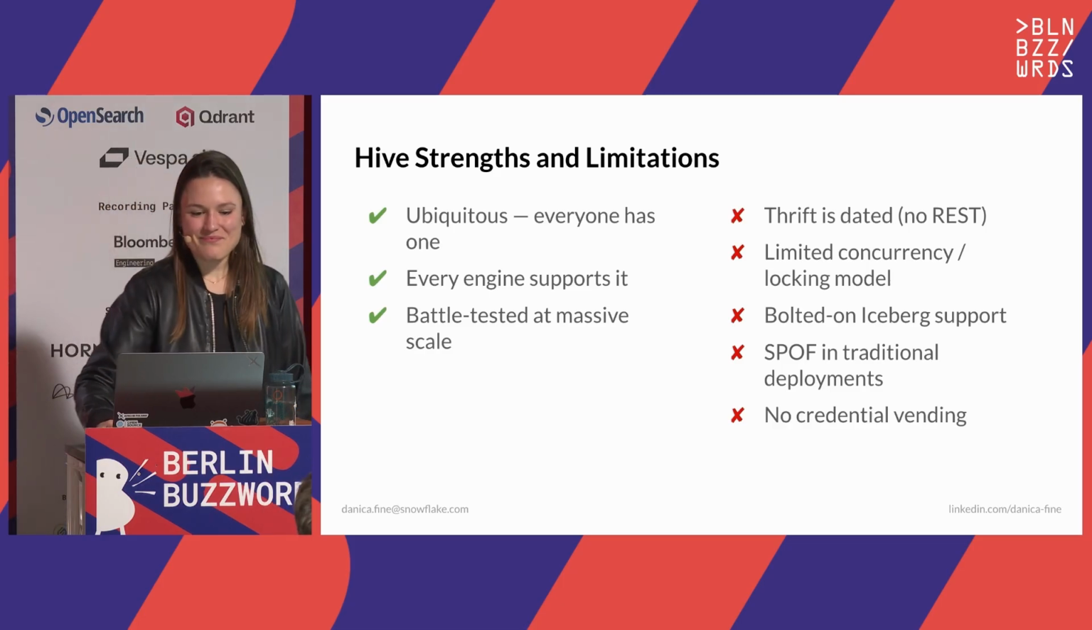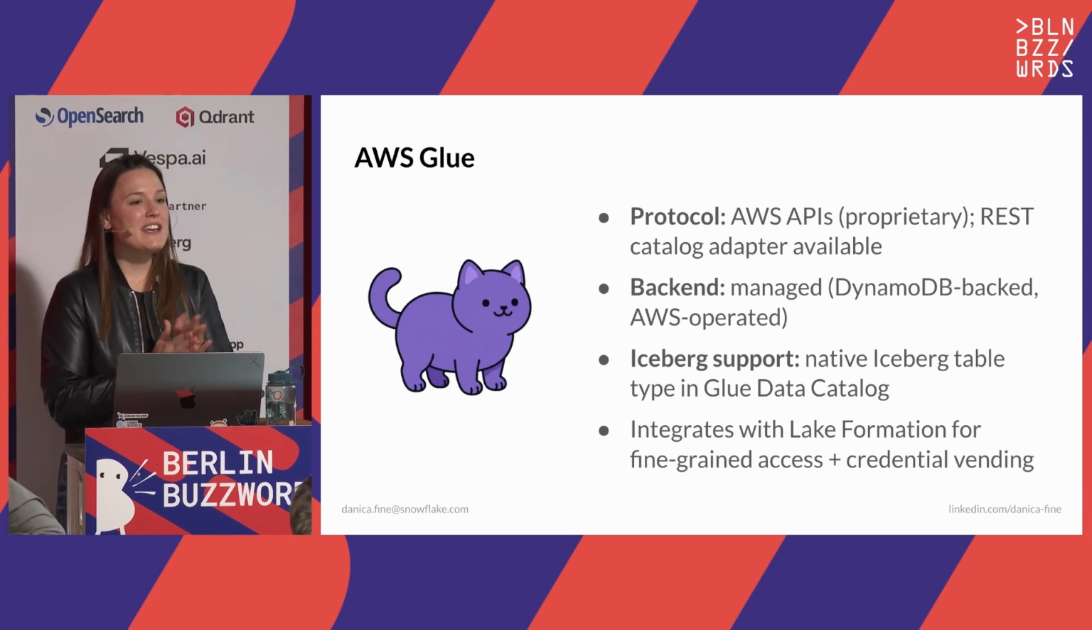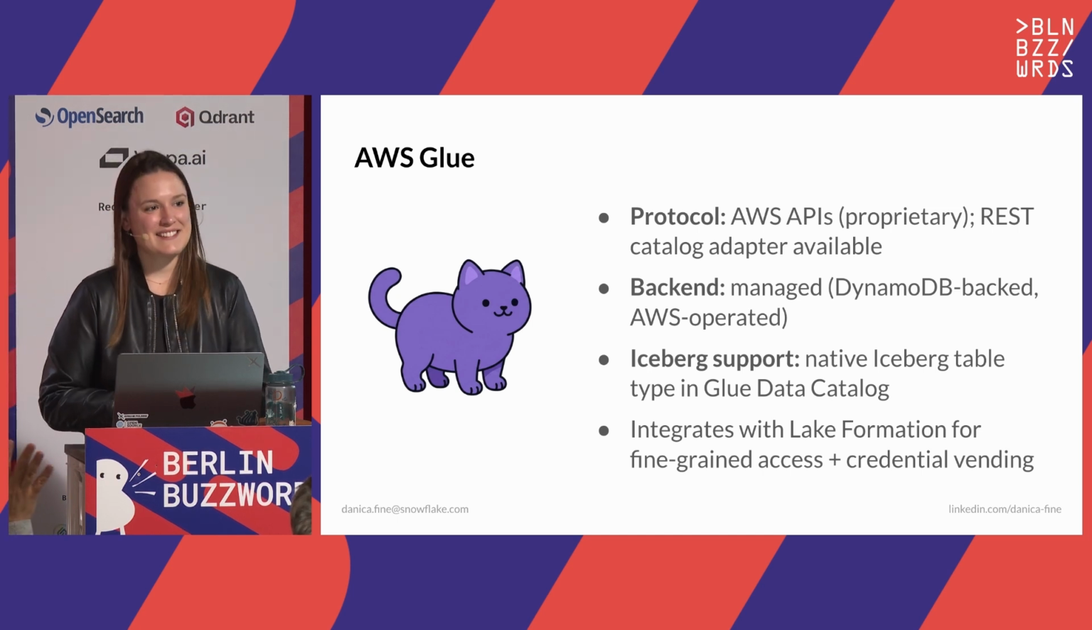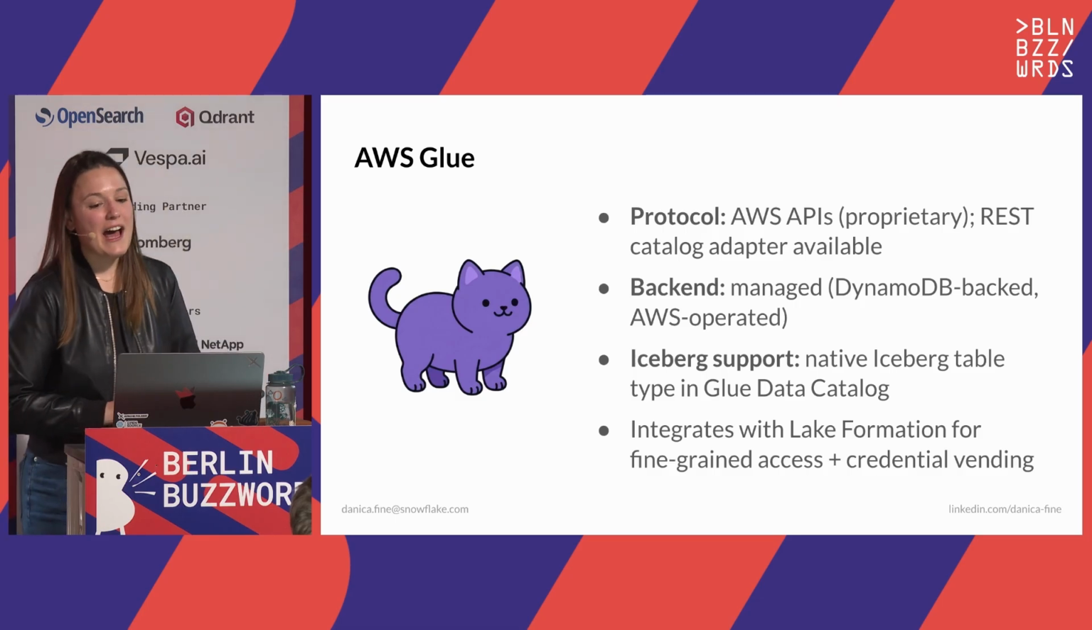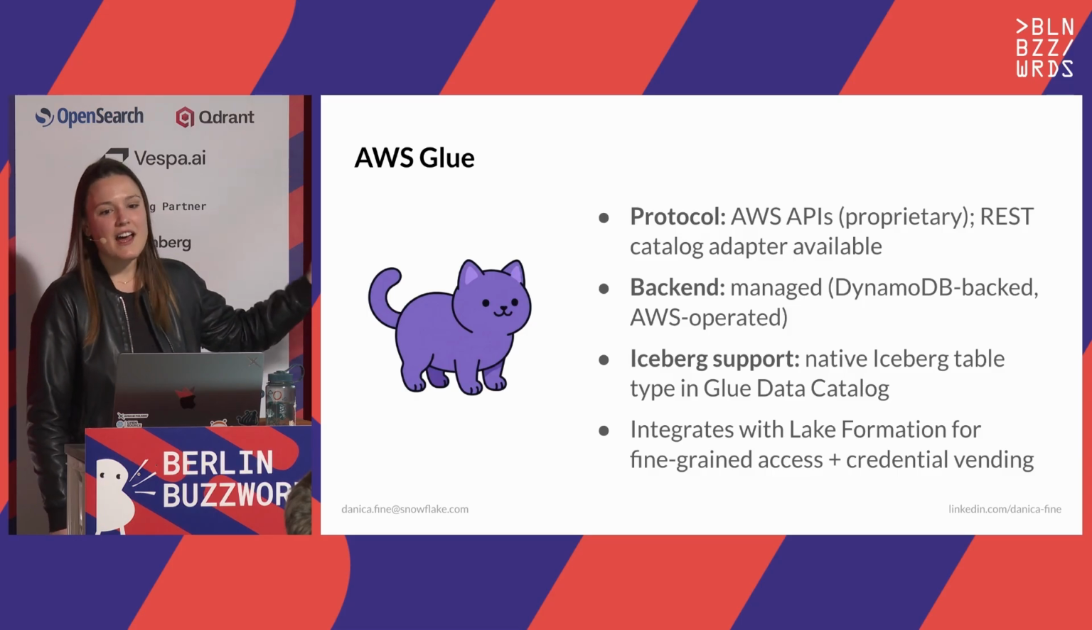Great. All right, another adorable one, Glue. So if you're all in on AWS, how many of you are? Okay, thank you for being honest. If you're all in on AWS, this is your path of least resistance. You may leave after this slide.